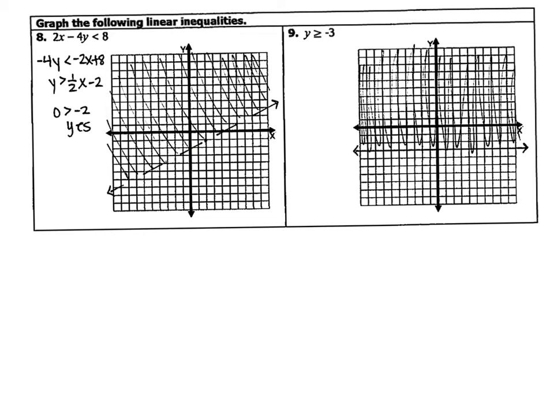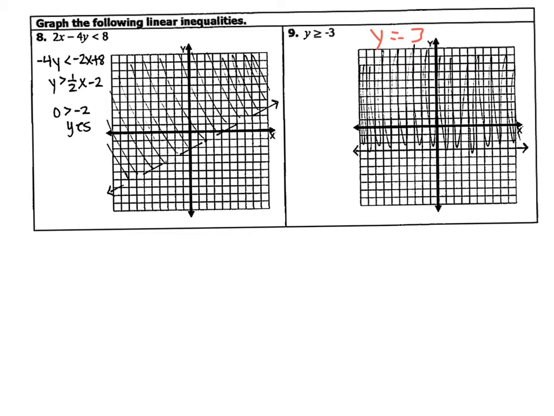Now on number 9, it's a simple straight line. Remember, y equals goes this way. These are all the y equals. And x equals go vertically, because those are all the x's. Now, remember, on this particular one, since it's y is greater than or equal to negative 3, we start with the line y equals negative 3.